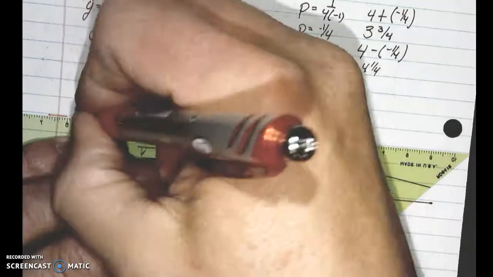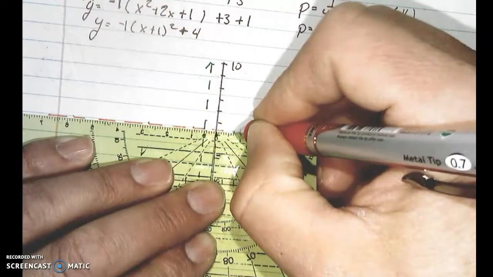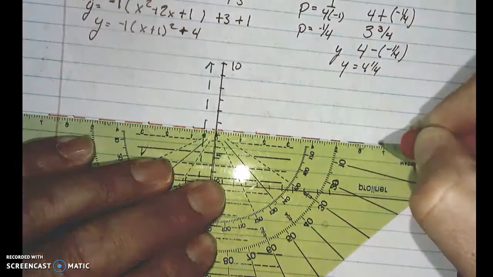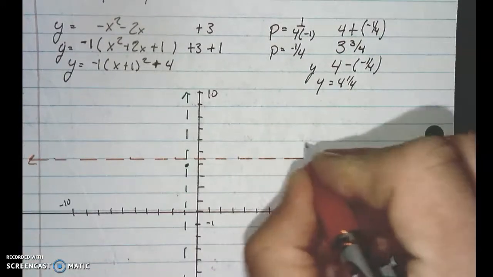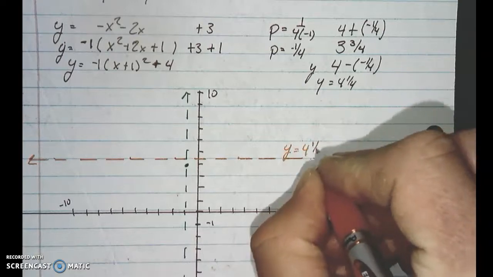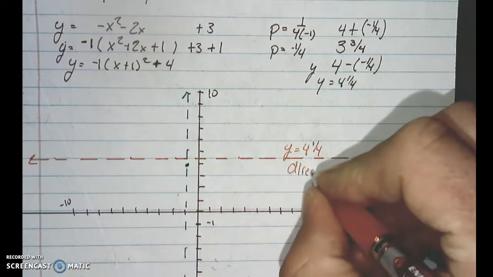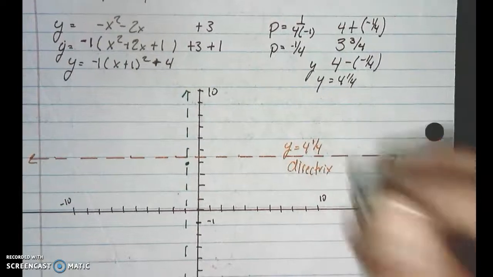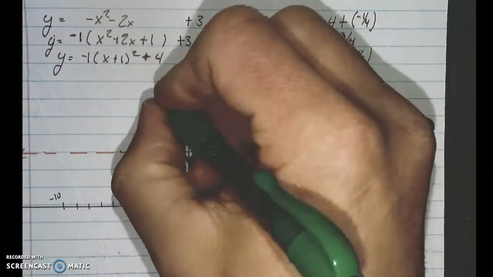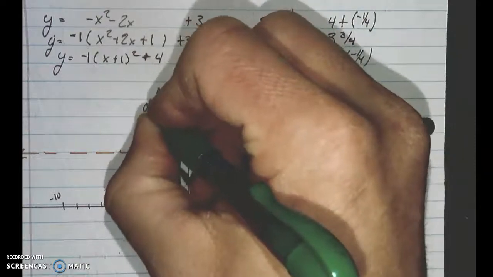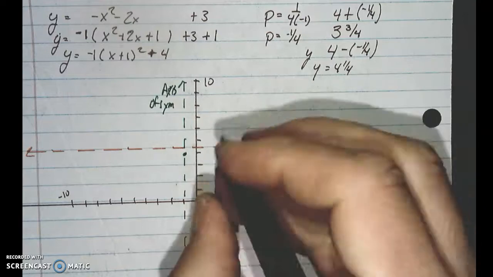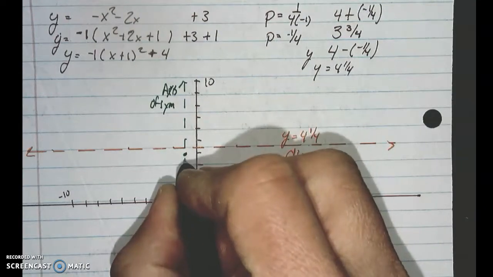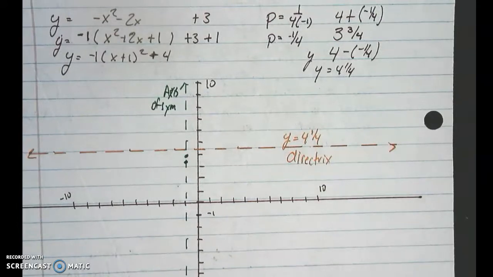And then I'm just going to come into here. So that's my y is equal to 4 and 1/4. That's my directrix. This is my axis of symmetry. I'll just abbreviate it so we can make it fit. And then I have a focus, which is -1 and 3 3/4, which I'm going to say is right about there.